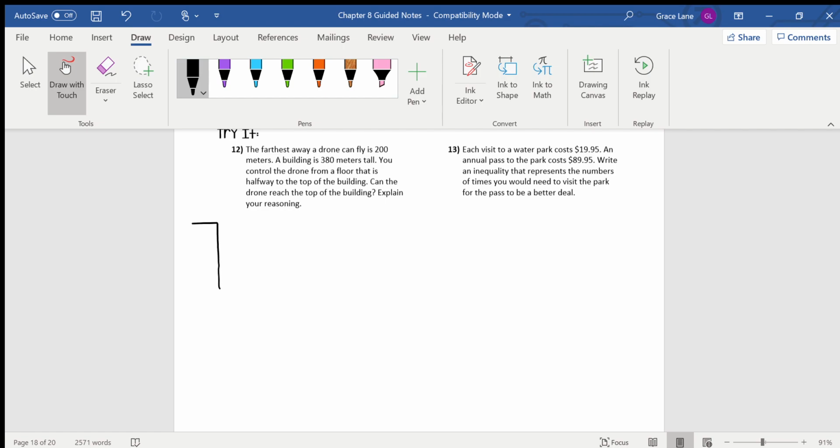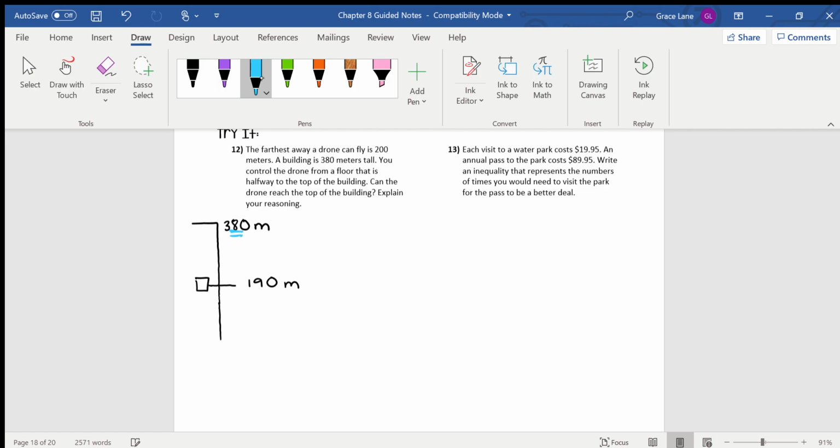Here's the building. We said it's 380 meters tall. And you are like halfway. That's a window. Half of 380, if you divide that by 2, is 190 meters. And then it says that the drone can fly or can be 200 meters away from you. Can it reach this 380?